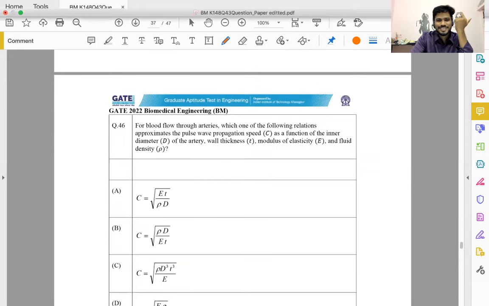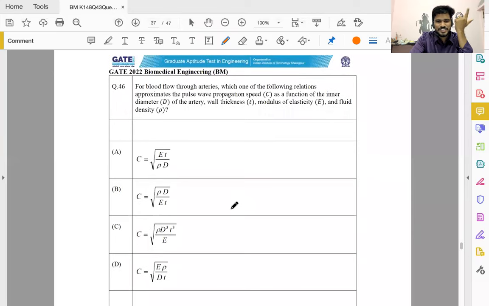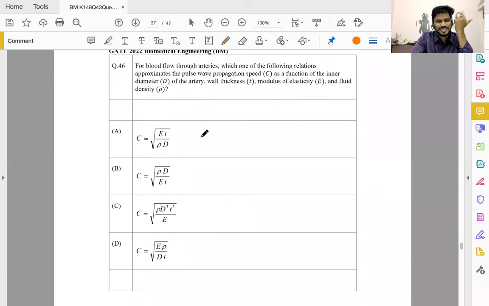So I put this GATE 2020, 2021, they asked us Moens-Korteweg, and yeah, it's there in YouTube, publicly there in YouTube. I put it before the 2020 exam.